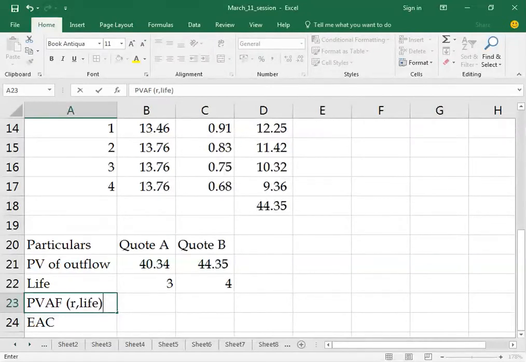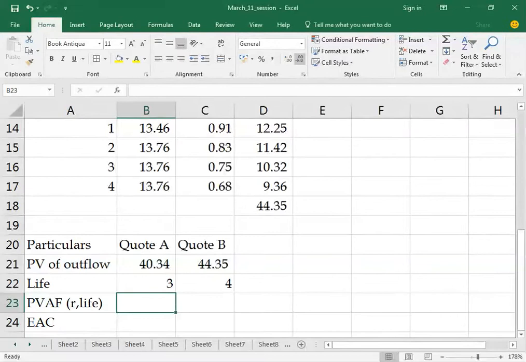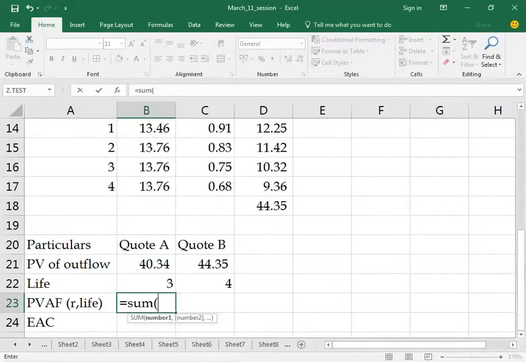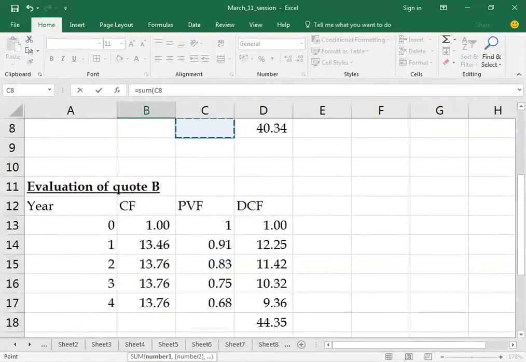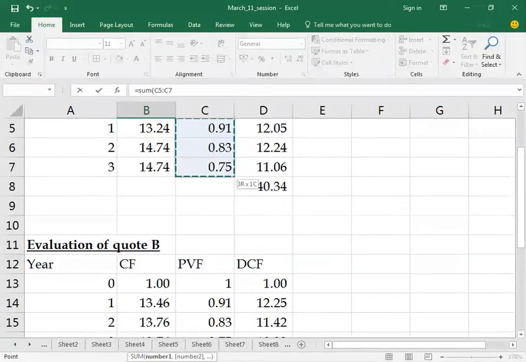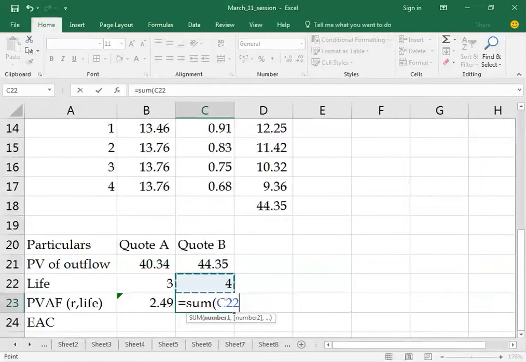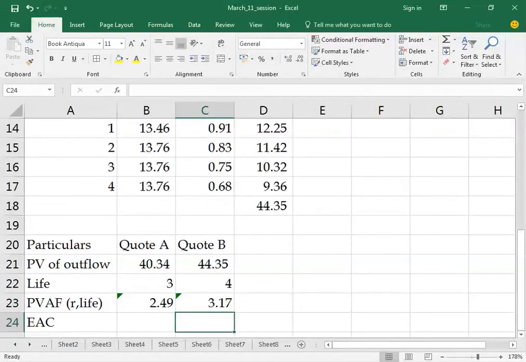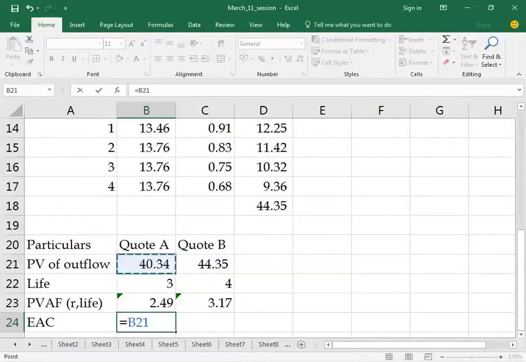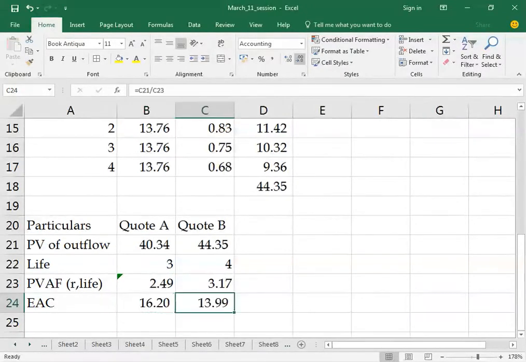This will be done when I do capital budgeting. R comma life. So for quote A, the annuity factor is the 3-year factor, because it has a 3-year life. So the 3-year annuity factor is the total of these three. For quote B, it is the 4-year annuity factor, which is this item, 2.49 and 3.17, and the equated annual cost is, I end up paying 16.20 lakhs per year and 13.99 lakhs per year.